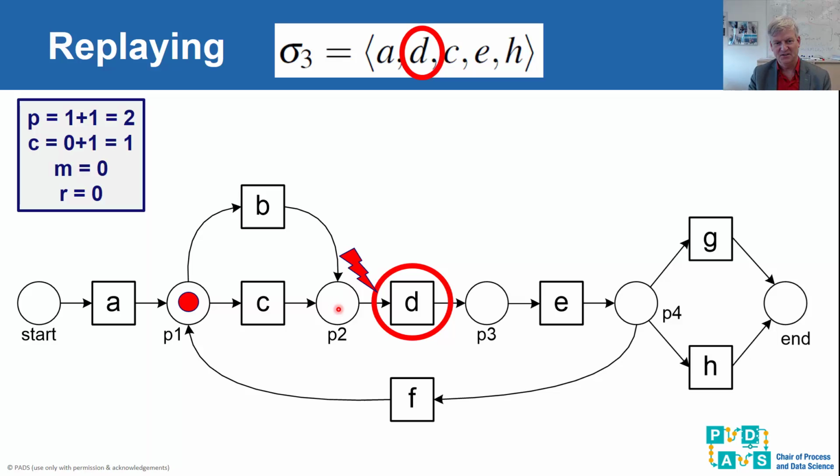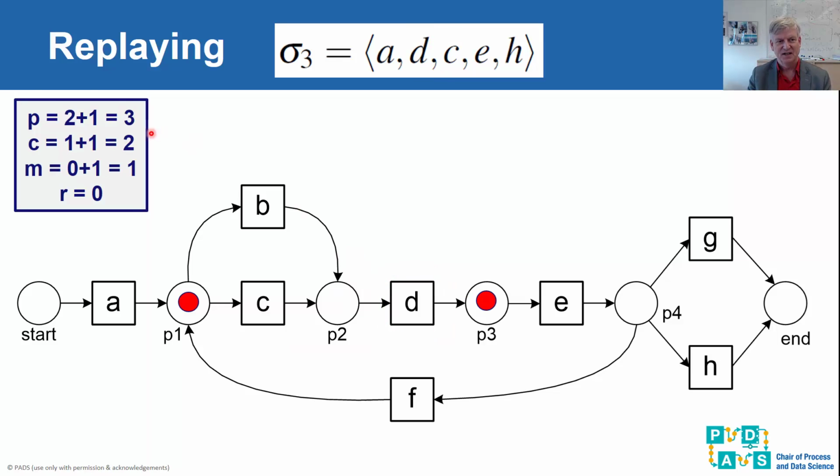We need to add a missing token here in this place P2, and then we can execute D and let's say consume 1 token and produce 1 token. So now we are updating 3 counters. We are updating the P counter with 1, the C counter with 1, but also the M for missing tokens counter by 1. And this is what has happened here. And so we have updated these 3 counters.